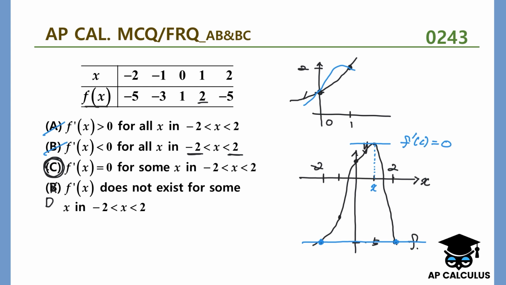Now, answer choice D. F prime does not exist for some x in this interval. Well, that's just not true, right? Because it was given in this problem that function f was differentiable in this interval from -2 to 2, right? So D is not true. So the answer for this question must be C.